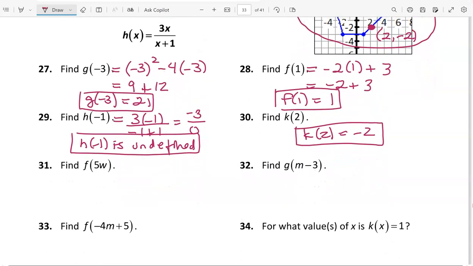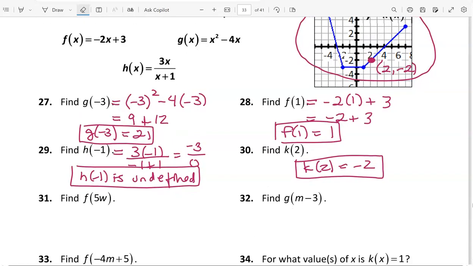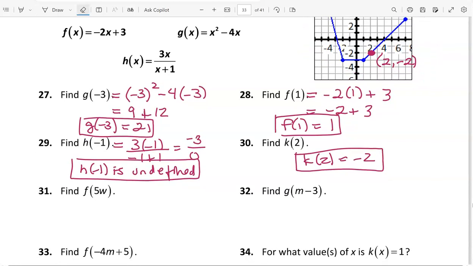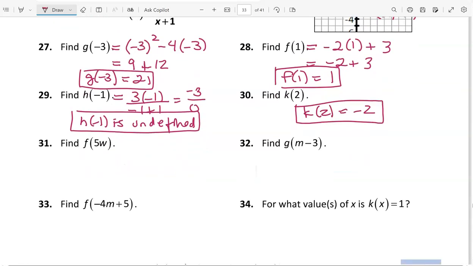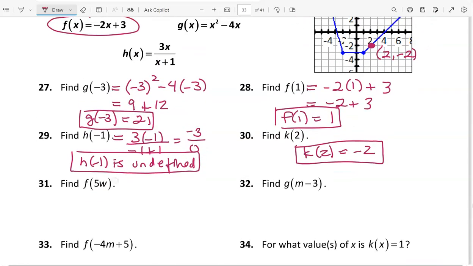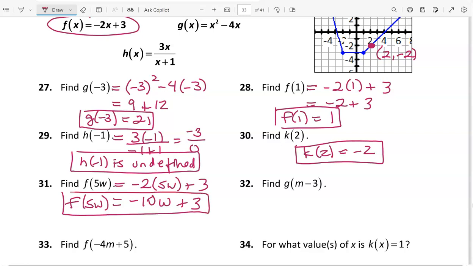For number 31, we're going to be using the definition for f of x. And so f of x is -2x plus 3. So f of 5w is -2 times 5w plus 3. -2 times 5w is -10w, and since we have unlike terms, that is the only combining, or the only simplification, that can be done.